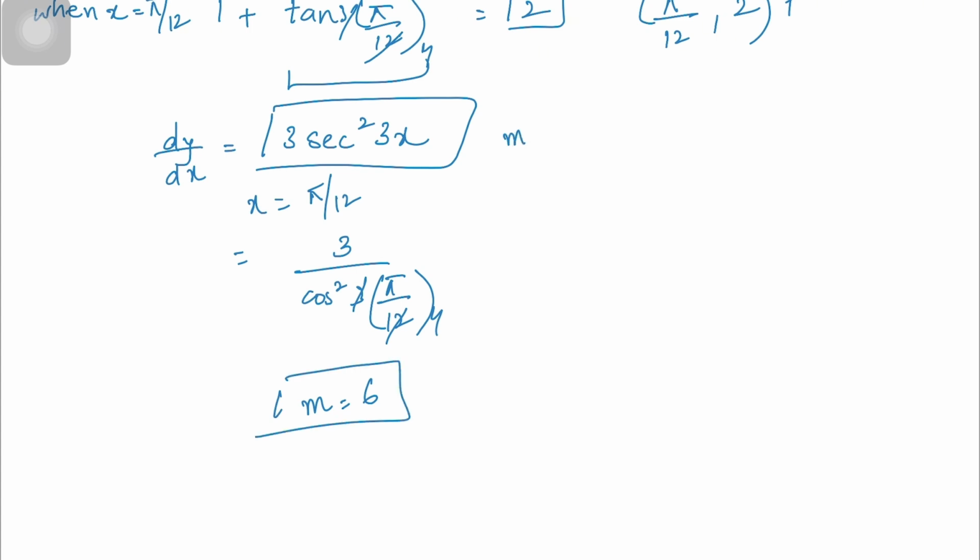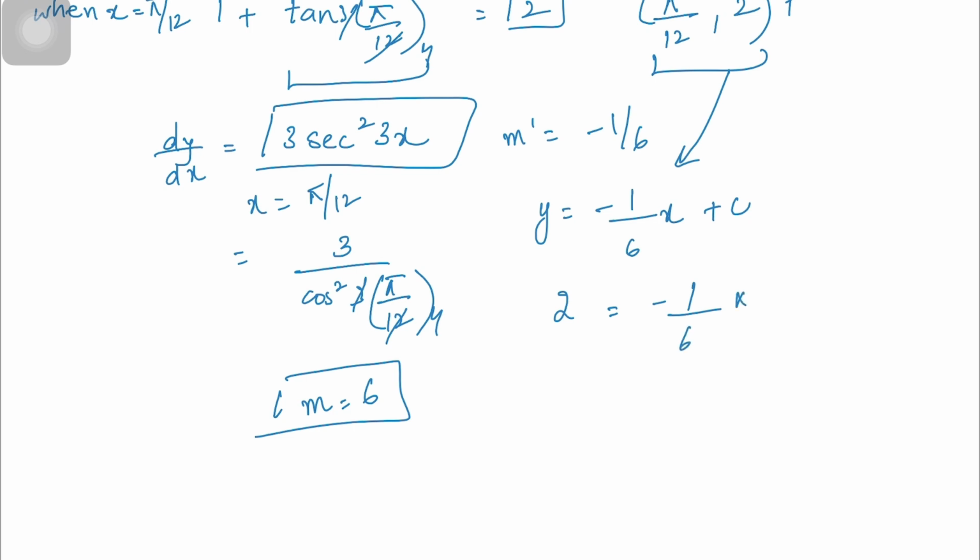Now our normal's gradient would be negative 1 over 6, since it's the negative reciprocal of that, and our final equation can be written as y equals negative 1 over 6 x plus c. We have this coordinate we can plug in over here. So this would be 2 equals negative 1 over 6 multiplied by pi by 12 plus c, and then this would be 2 plus pi by 72 equals our c.